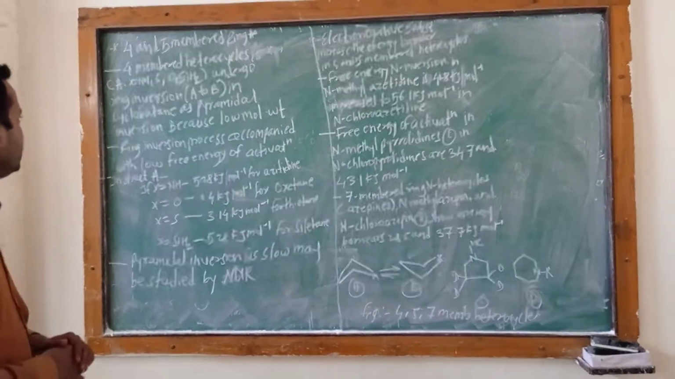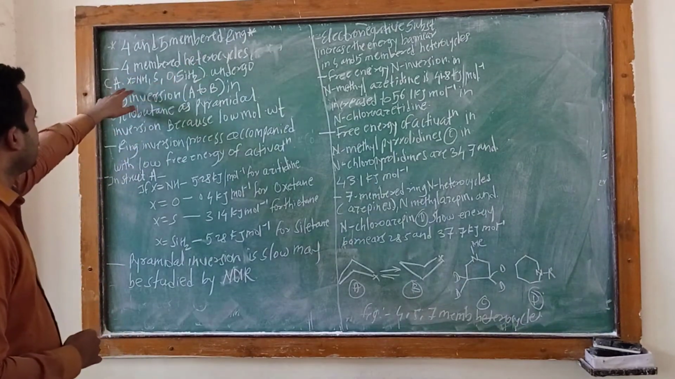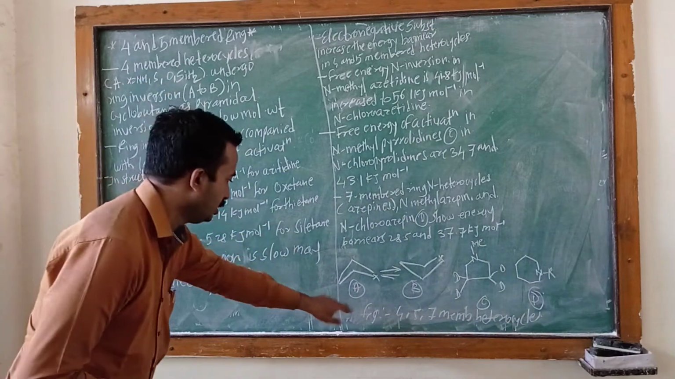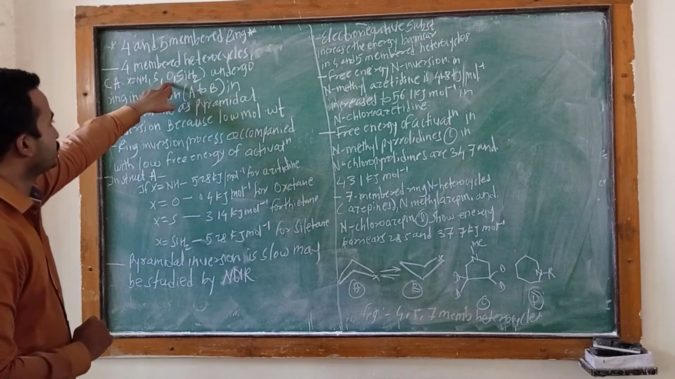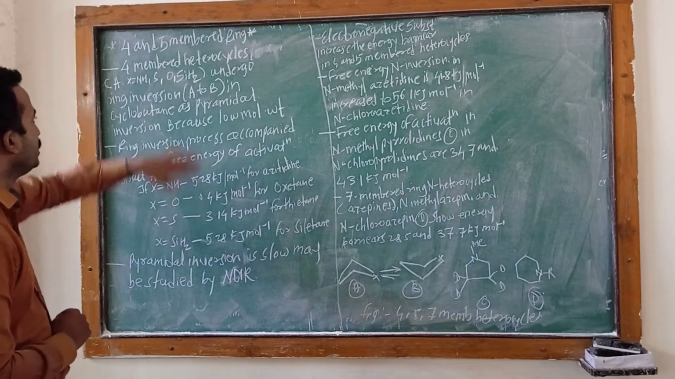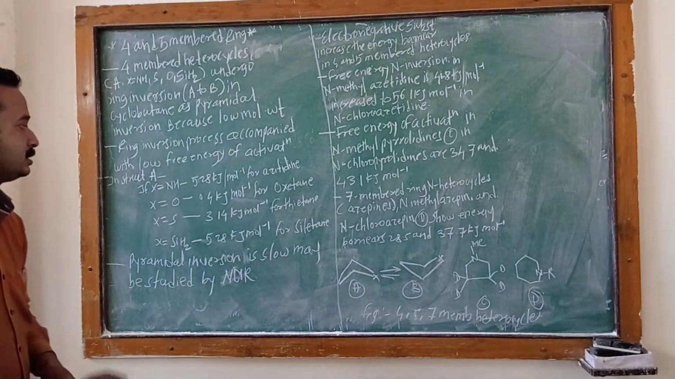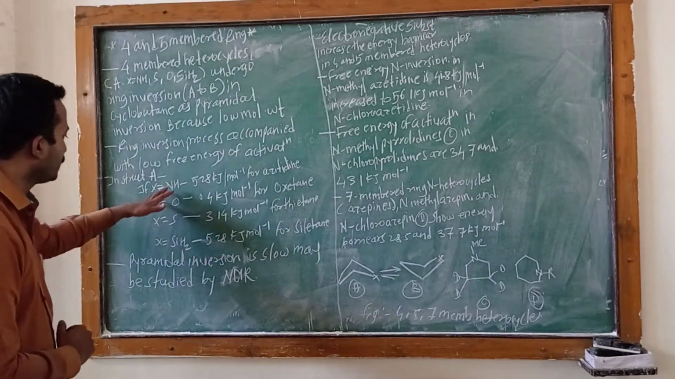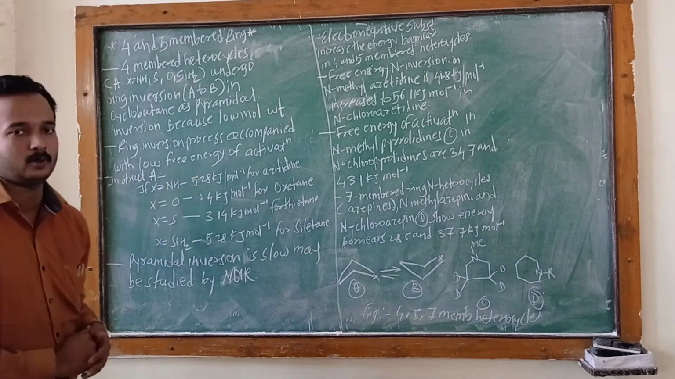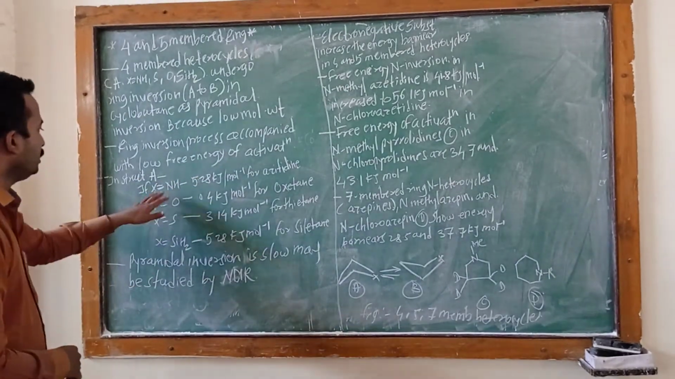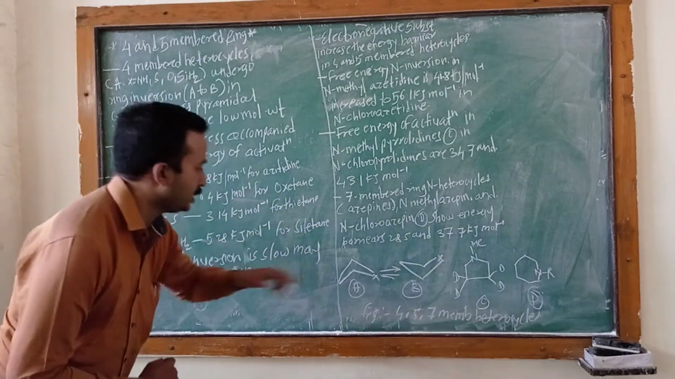In this 4-member heterocycle, in structure A, X is equal to NH, sulfur, oxygen and SiH2. All these substituents we have to substitute into the A structure. Therefore, what is formed? Look at this. If X is equal to NH, we substitute it into the A structure.